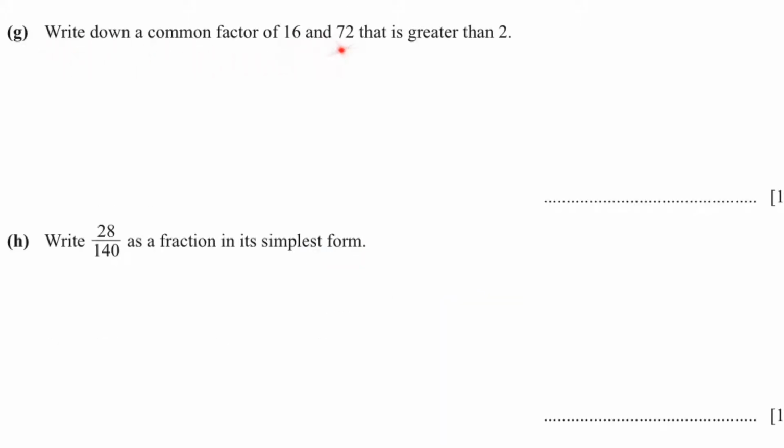Write down a common factor of 16 and 72 that is greater than 2. 16 and 72, you can try doing division. 16 and 72 are both in 4 times table and in 8 times table. So the answer is either one of it. You can write 4 or 8.